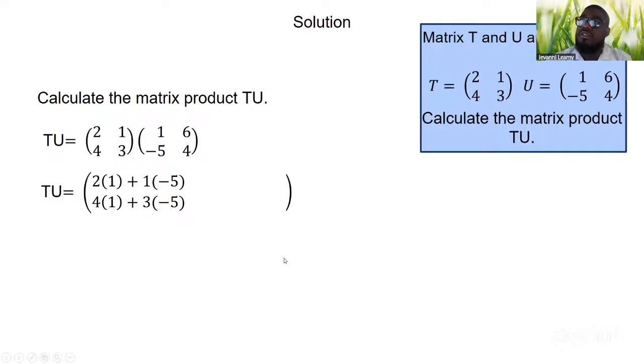So we continue multiplying. We finish the first column in the second matrix, so we need to get to the next column, which has the 6 and the 4. We repeat the step we did earlier, but using 6 and 4. The first row of 2 and 1 is multiplied by the column of 6 and 4, the second column in matrix U. That gives us 2 multiplied by 6 added to 1 multiplied by 4.